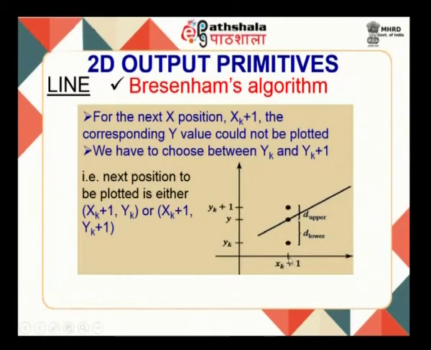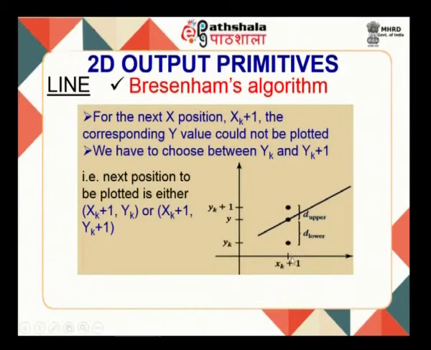So, for the next x value on the x axis, we are indicating that with the notation x k plus 1, because as we know, the next x value is 1 higher than the previous x value. So, how do we compute the corresponding y value? The y coordinate for this x coordinate can be either y k plus 1 or y k. As you see here, the possible pixels that we can plot on the monitor are y k or y k plus 1, because all monitor pixels are integer positions.